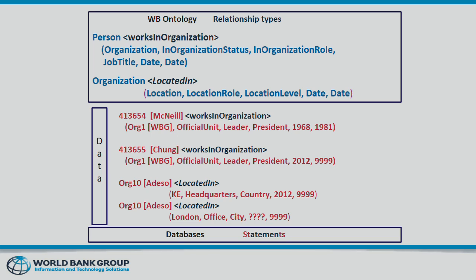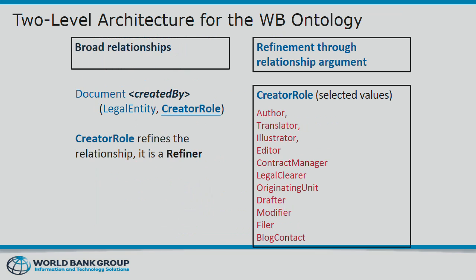There's another example for organizations. This organization, number 10, is located in Kenya. The role of Kenya for the organization is headquarters. The level of this location is the country, and they started to have this headquarters in 2012, and they go on till further notice. So that gives you a sense of how the ontology defines data. And then my last slide.